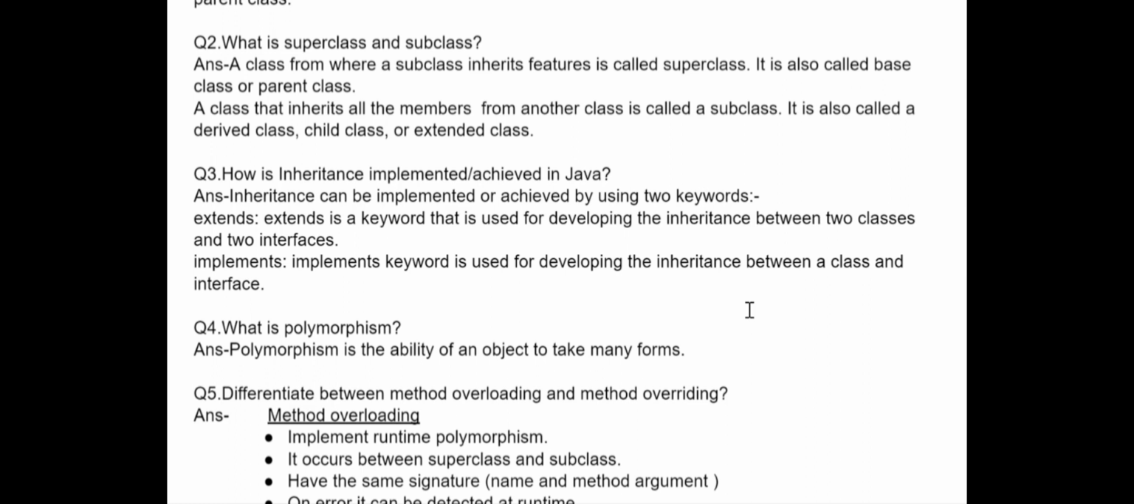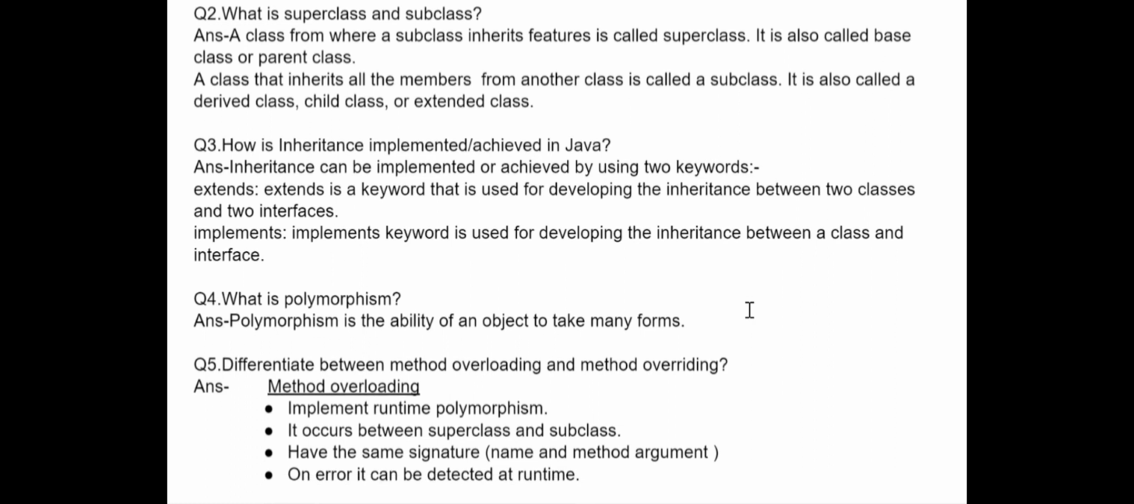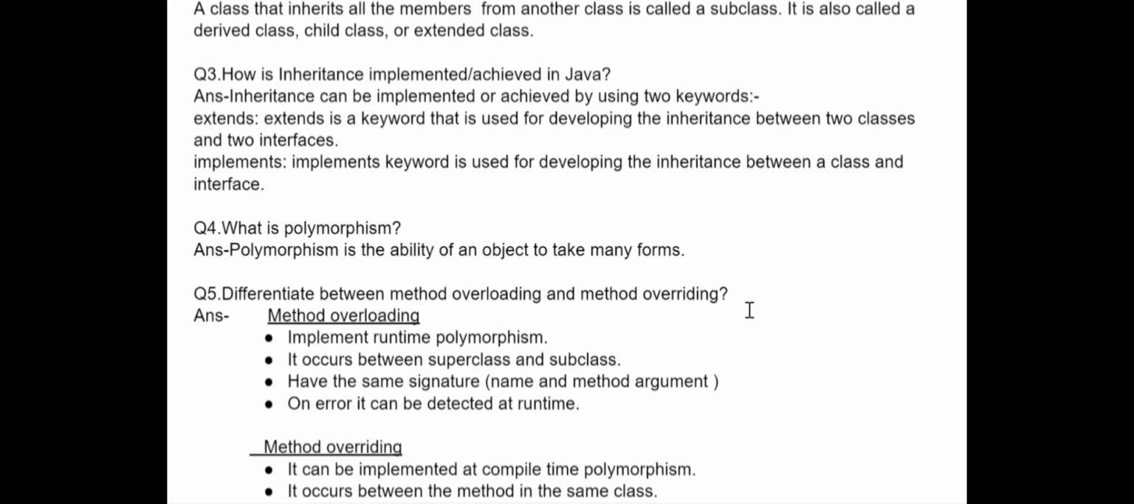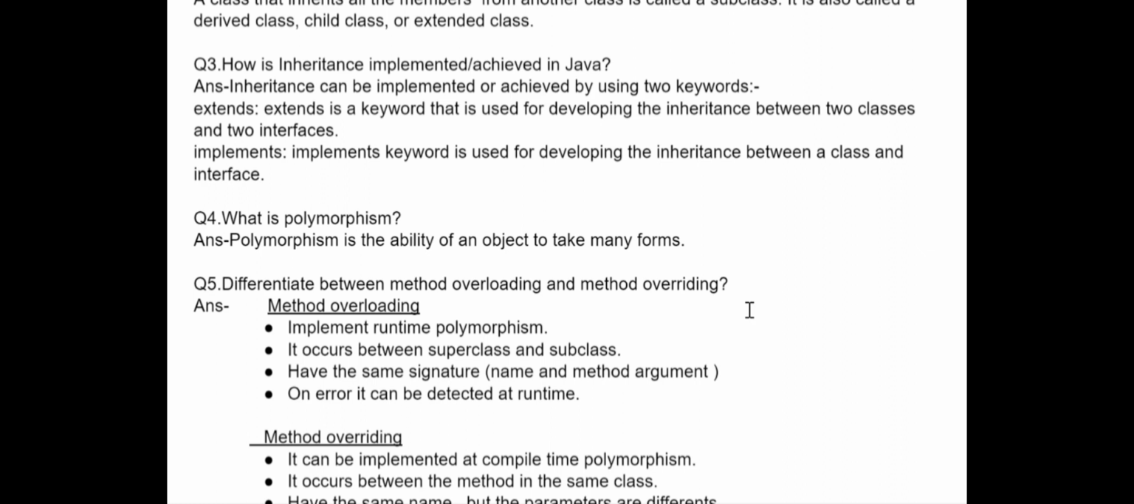And the third question is, how is inheritance implemented or achieved in Java? Inheritance can be implemented or achieved by using two keywords, extends and implements. Extends is a keyword that is used for developing the inheritance between two classes and two interfaces. Implements keyword is used for developing the inheritance between a class and an interface.